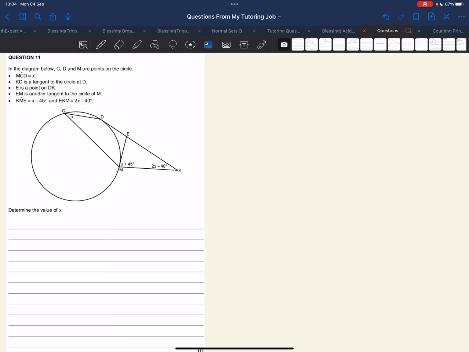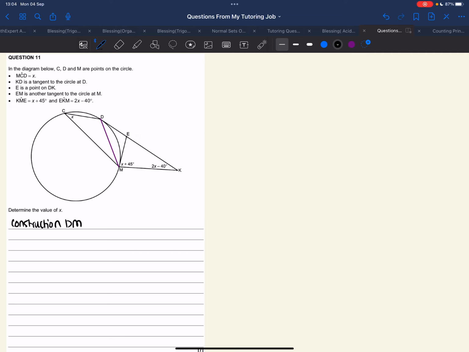Now, to actually determine the value of X, before we can even try to do anything, we're going to need to do a construction. And that construction is going to be DM. So that is the construction that we're going to do. So we're going to say construction DM. Now the reason for that, you're going to see why we're saying that.